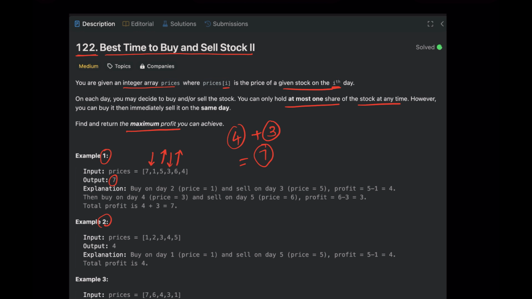In example number 2, there are multiple ways of getting the maximum profit, that is 4. One simpler one would be to buy it for 1 and then sell it for 5. I hope you were able to understand the problem statement. This is very similar to problem 121 where we need to buy and sell the stock. The only difference between the two problems is that here we are allowed to make multiple transactions. Let's switch to the whiteboard and discuss the optimized solution.